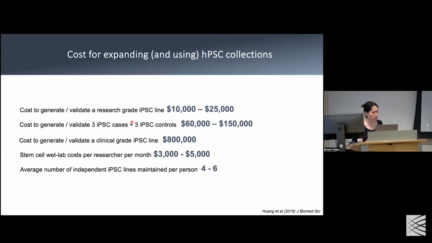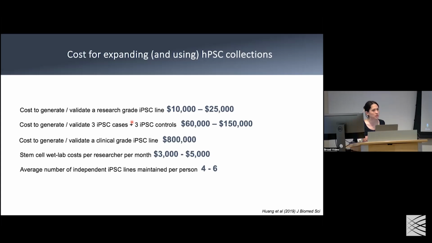There are also real personnel costs. So these lines are not trivial to work with in the lab. If you've cultured something like cancer cell lines, stem cell lines require a lot more care and attention. So while it does vary somewhat, any individual typically carries between 4 to 6 independent iPS cell lines in the laboratory at any given time, just because of the maintenance required for the cells.